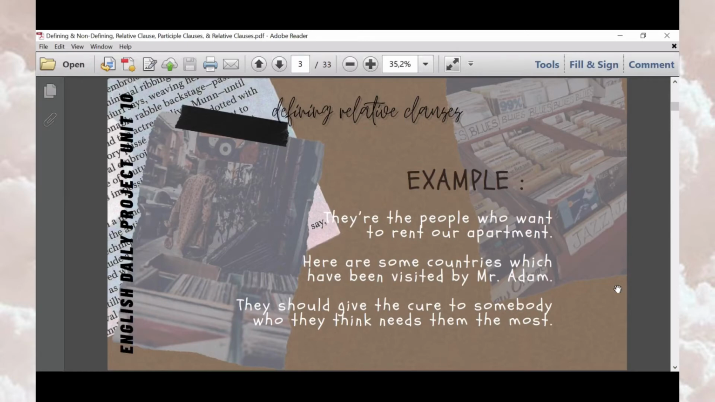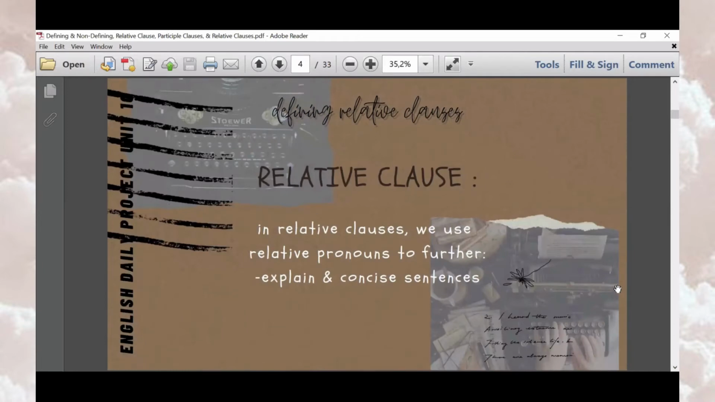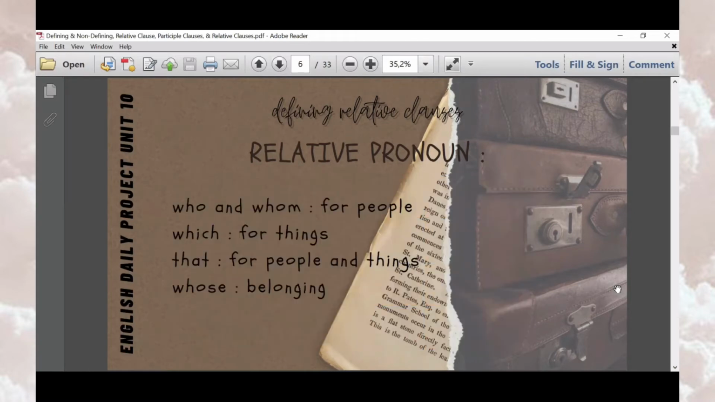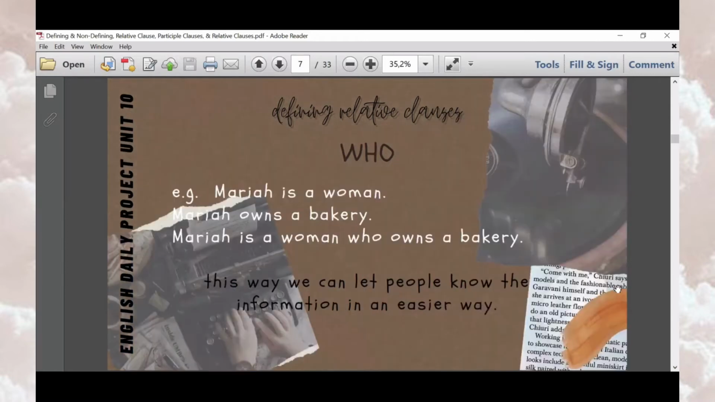Next, for relative clauses, we use relative pronouns to further explain and concise sentences. This way, what is supposed to be two sentences, we can concise into one. Now here are the same relative pronouns as mentioned before, though we have classified them into subject, object, and possessive. Who, whom, and whose, along with which. Who and whom are used for people, which is used for things, that for people and things, whose is used for belonging.